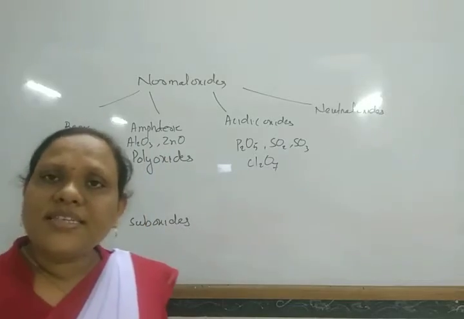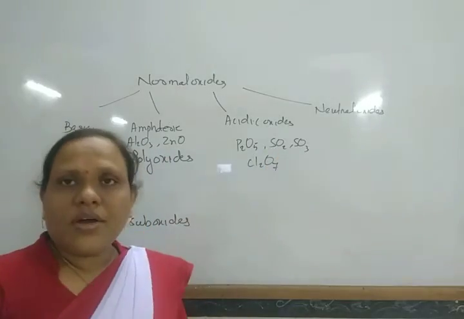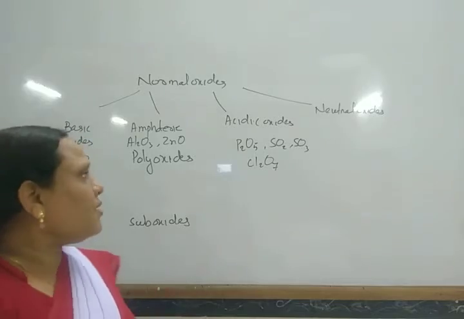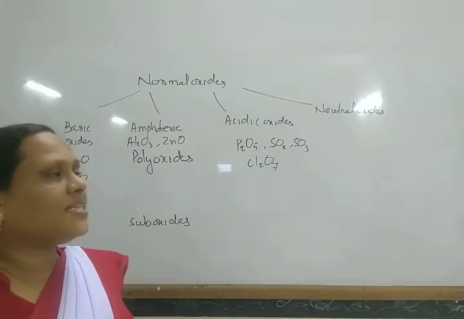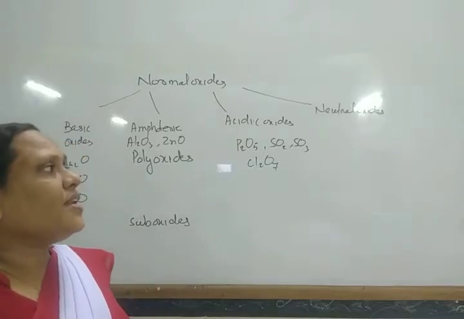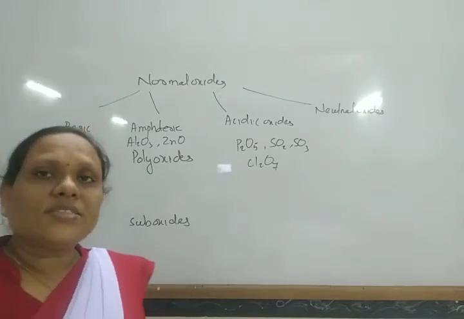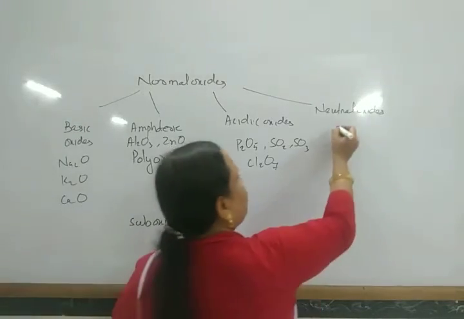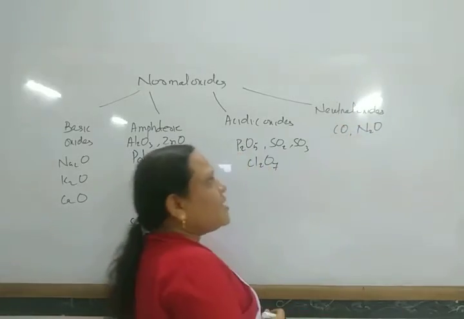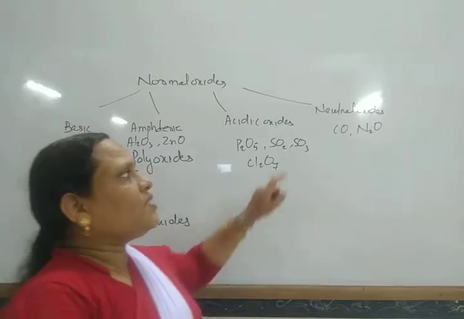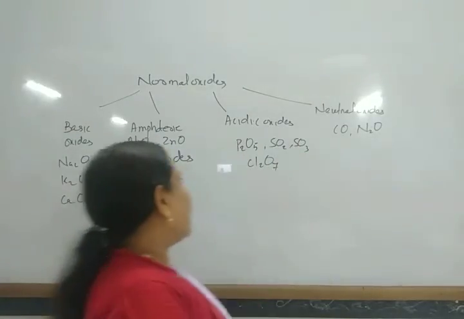And neutral oxides, their solutions do not exhibit any acidic or basic character. They do not give any acidic or basic solution. Those are neutral oxides, like carbon monoxide, nitrous oxide, etc. So these are some examples of neutral oxides.